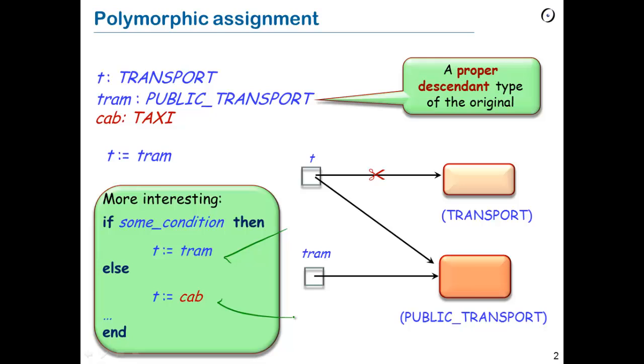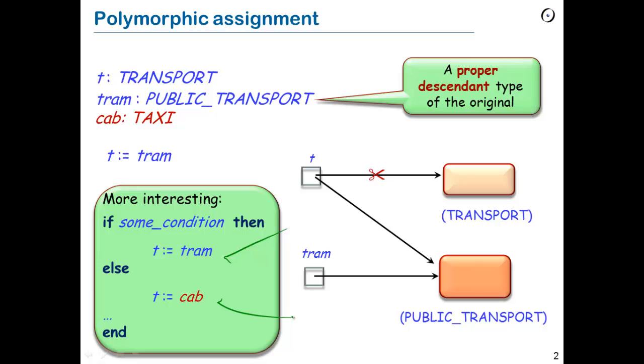So there might be two pictures on the screen, one representing a tram, the other one representing a cab, and the user is selecting a mode of transportation for his or her next trip, and depending on where he clicks, T, the internal variable inside the program, is going to denote either a tram object or a cab object. It's going to be attached to one of these. So this is the kind of situation where such operations are interesting.